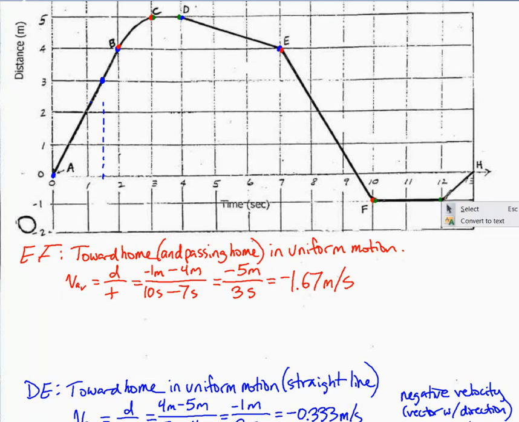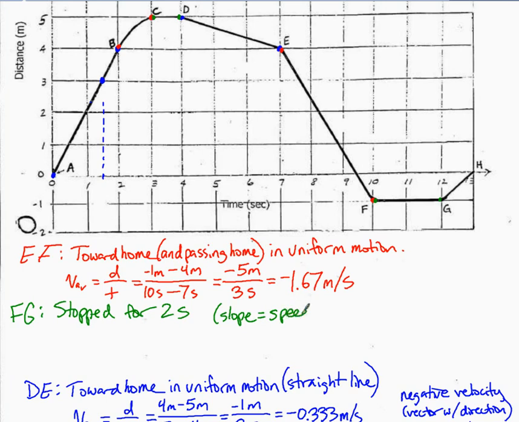Section F to G. Here we have a straight line. It is horizontal. As we know, horizontal means we are stopped. And we have stopped for a period of 2 seconds. We'll just put the reminder here: slope equals speed, and here that is 0.